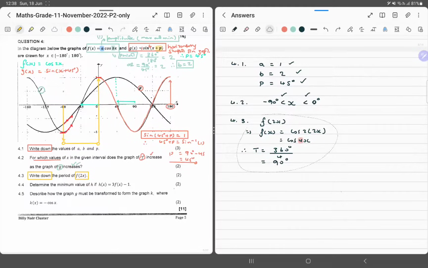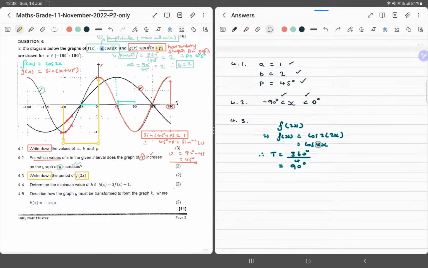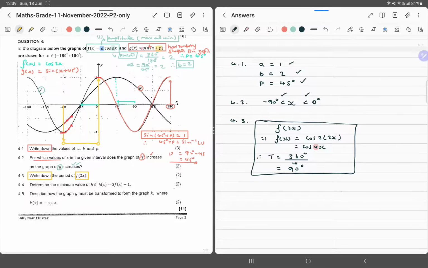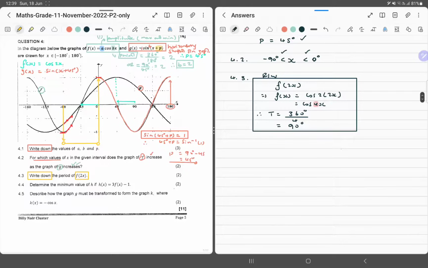This is basically your stories there. This is what you would do on your rough work. You're not going to write on your script. If you write it on your script, you're not going to get extra marks. So you can just write here the period T is 90 degrees. That's it. But this is your reasoning. This is how you work it out. All right. Not a problem.